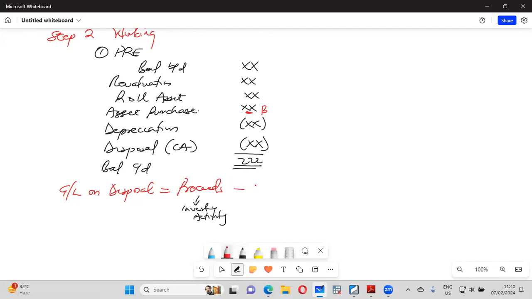Minus the carrying amount of an asset. And I think by now, when we say carrying amount, everybody should know what it is. It is the cost minus all depreciation, so minus all accumulated depreciation. All right, so that is that. So this is investing. If you found this, it is also going to investing.